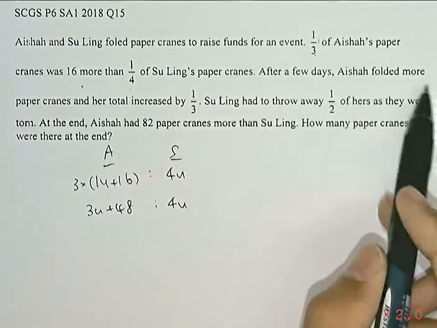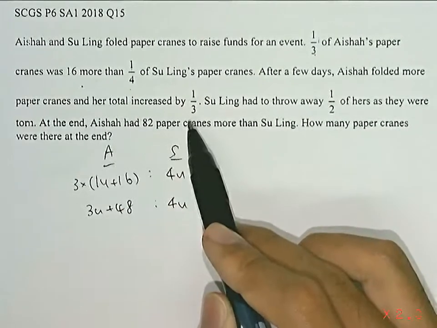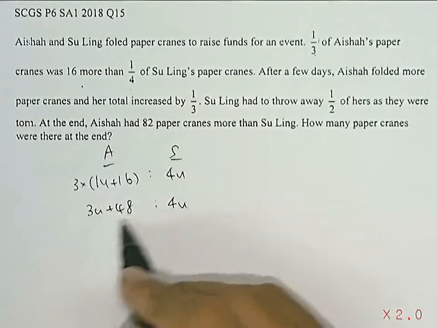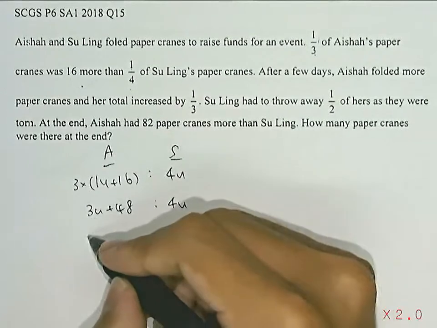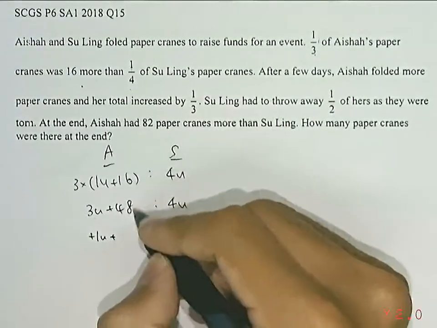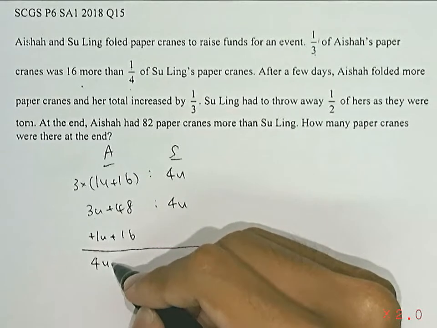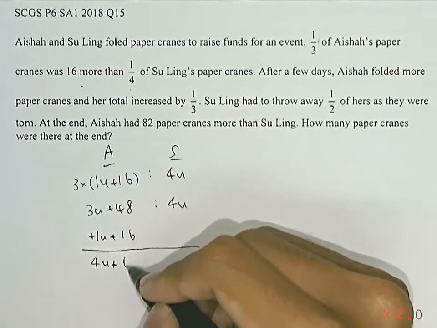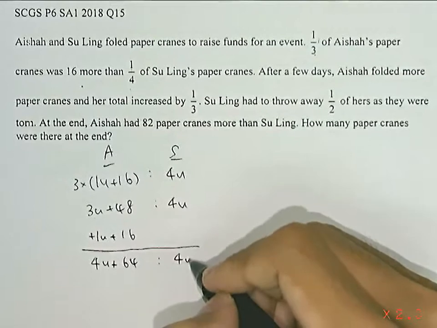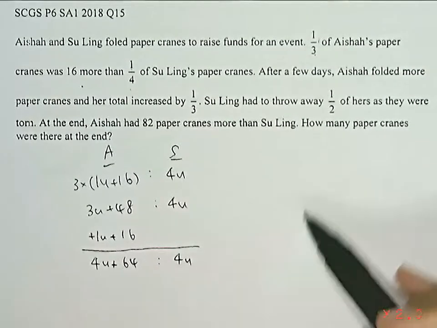After a few days, Aisha folded more paper cranes and the total increased by 1/3. So increasing this amount by 1/3, 1/3 of 3 units is basically 1 unit, and 1/3 of 48 is 16. So adding this amount, we would have 4 units plus 64 for the new Aisha's number of paper cranes.